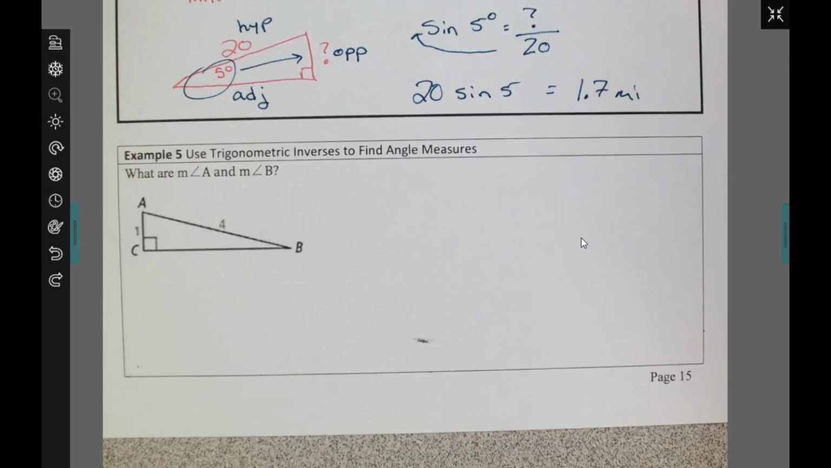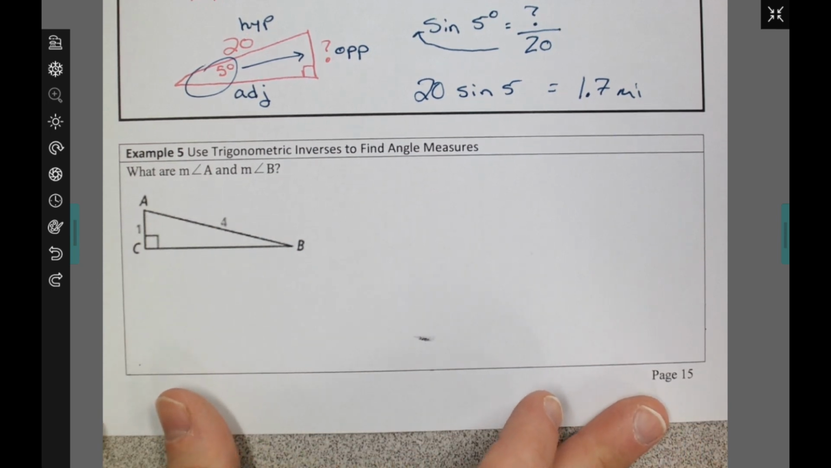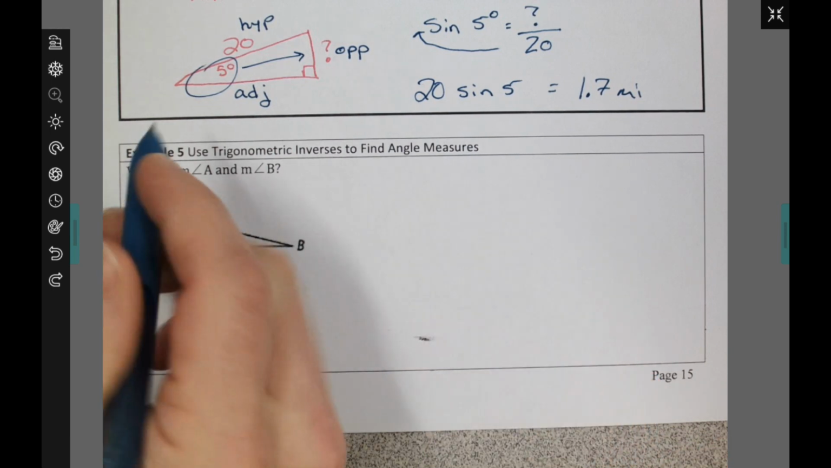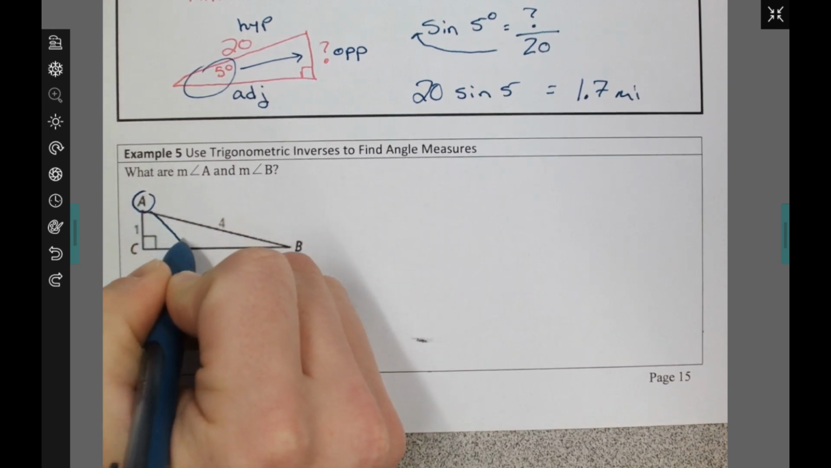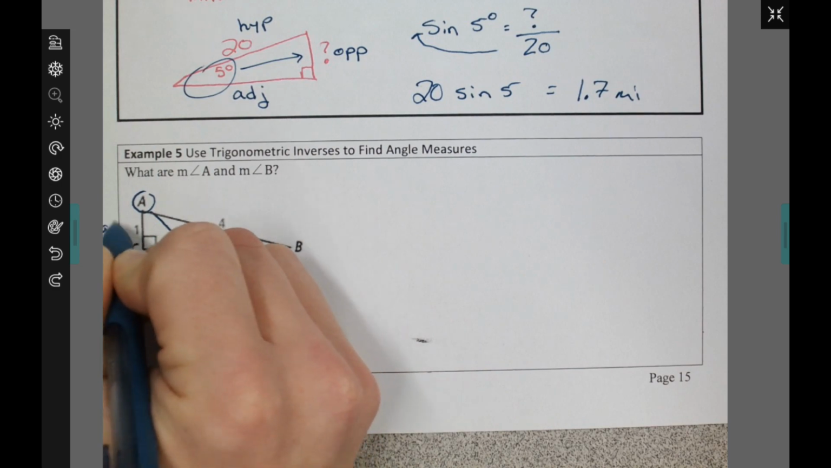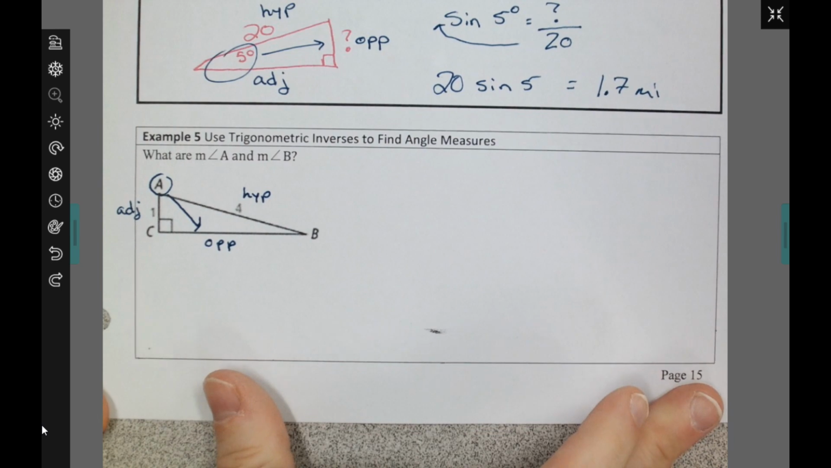All right. To find the angle measure of a triangle using trig ratios, the first thing you're going to have to do is to actually go ahead and identify the angle you're working with and label a side. So I'm going to go ahead and start off with A. If I go from A, down here would be my opposite. I have the adjacent touching and then the hypotenuse over here.